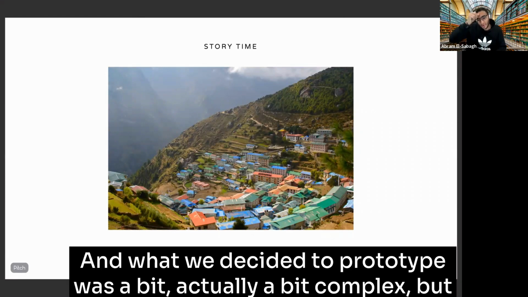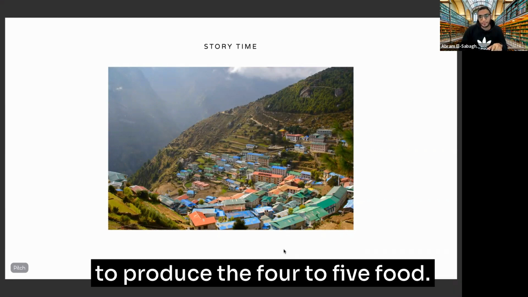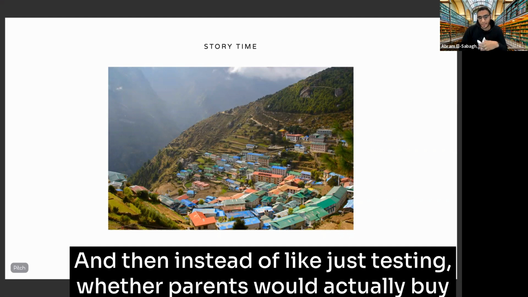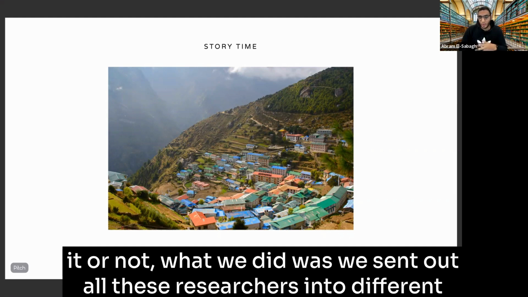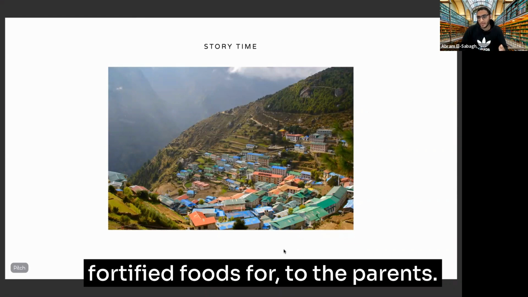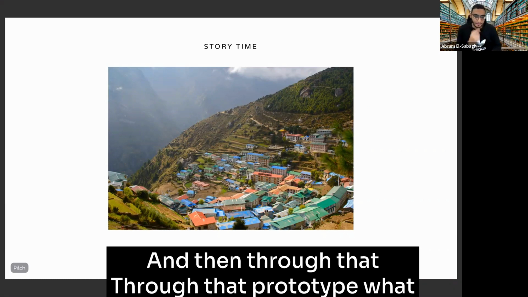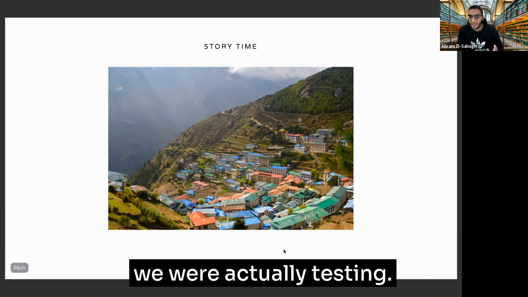What we decided to prototype was a bit complex, but I think it needed to be. We got the company to produce the fortified food. Then instead of just testing whether parents would actually buy it or not, we sent researchers into different villages in Nepal and got them to hand out 3 days' worth of fortified food to the parents, and help them understand how to cook it. And through that prototype, we were testing quite a few things.